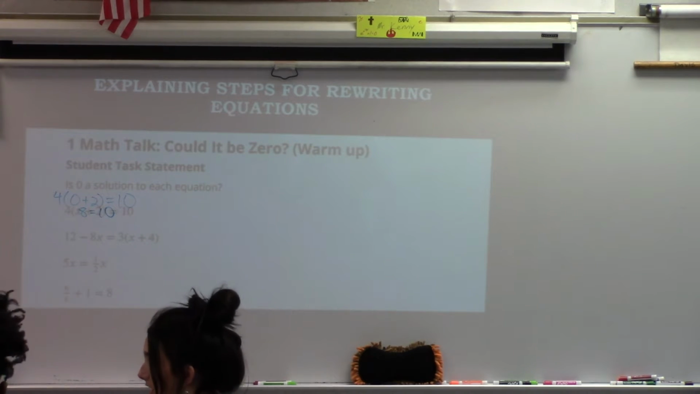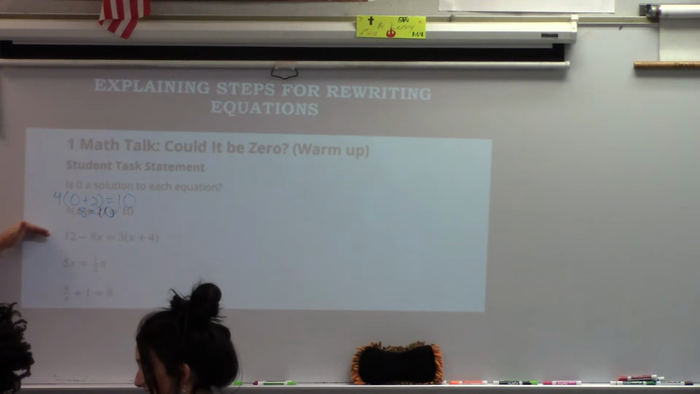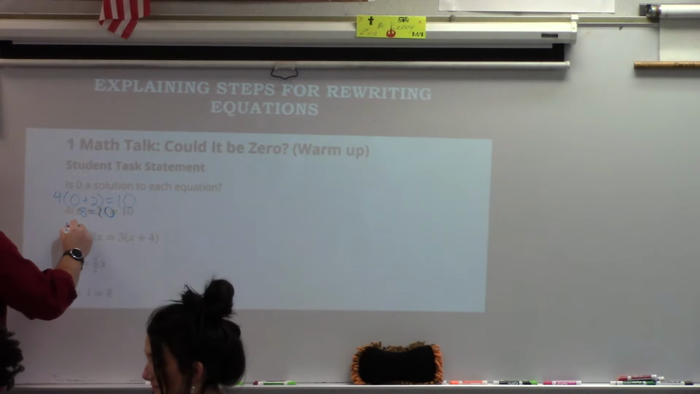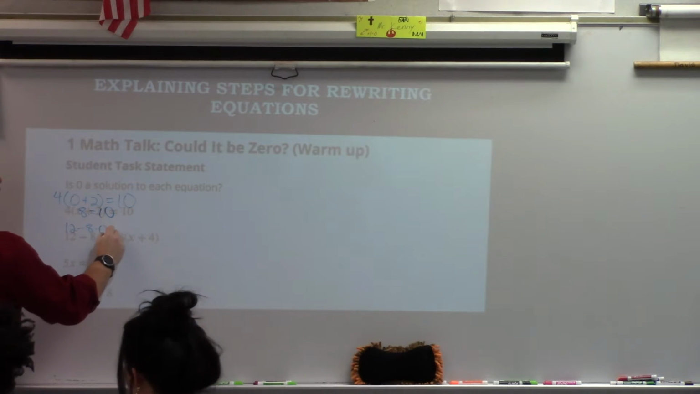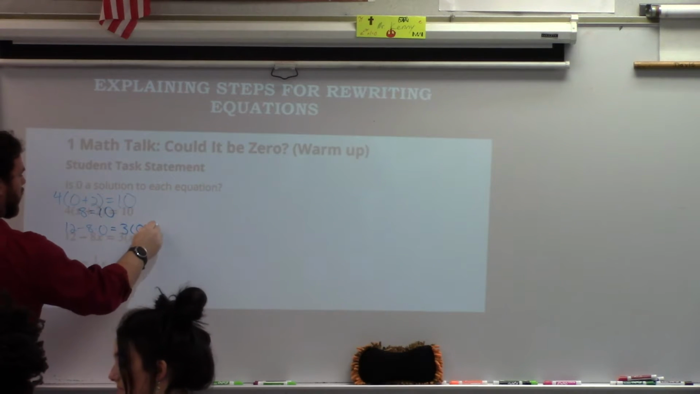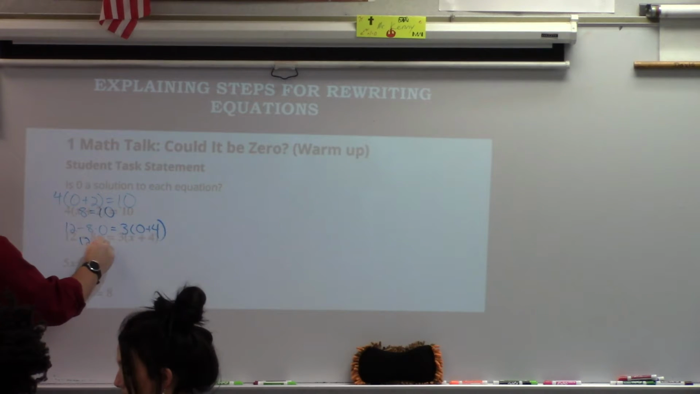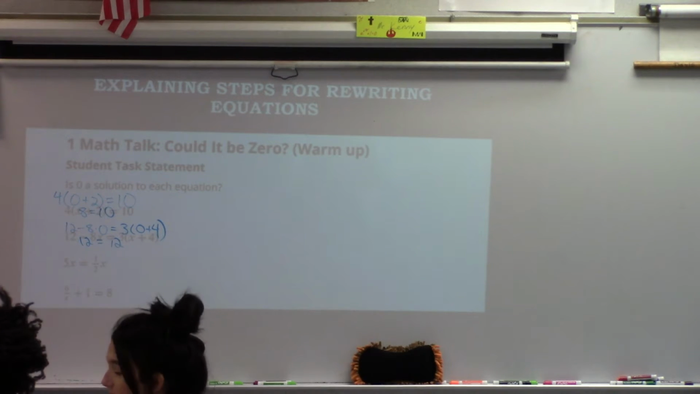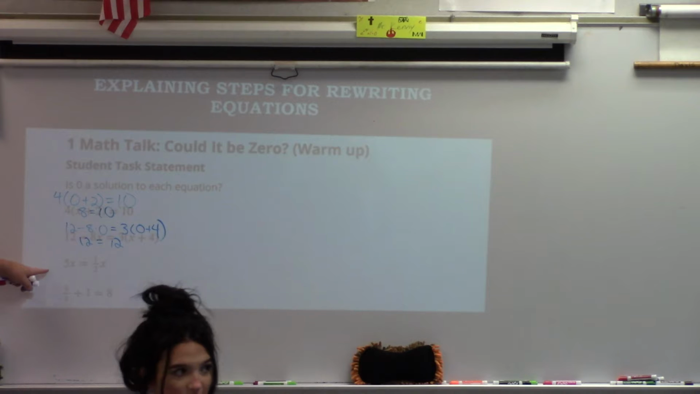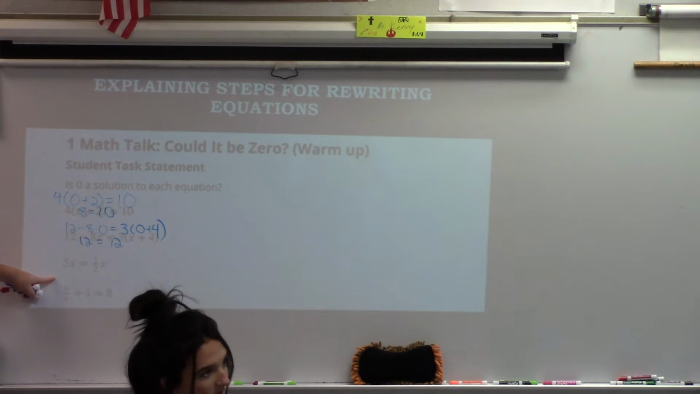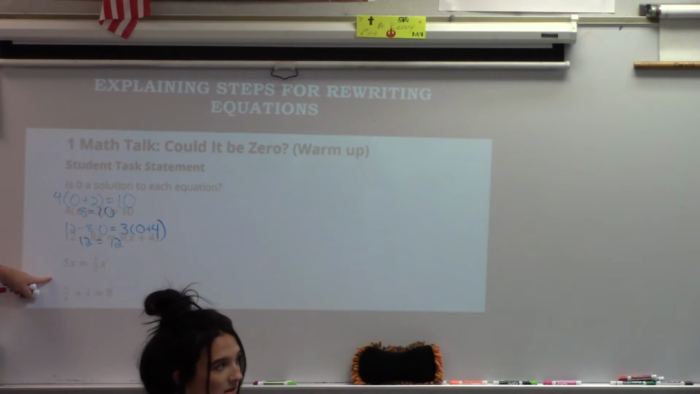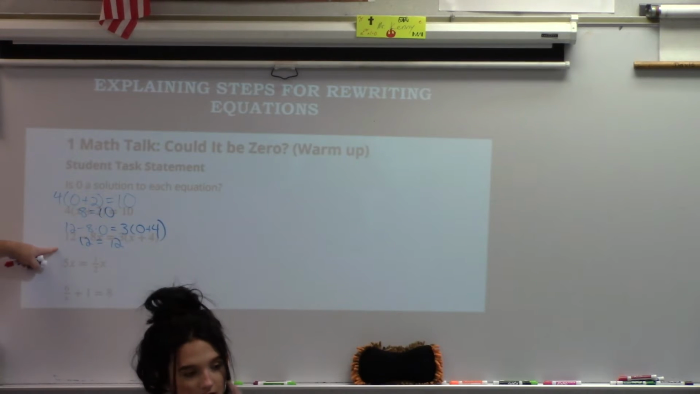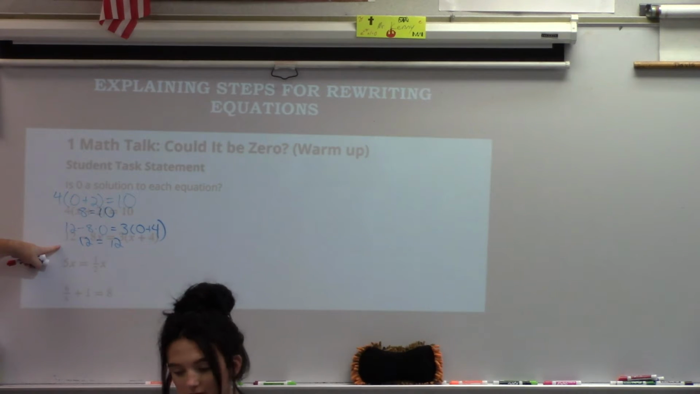Alright, so is 0 a solution for the second equation? Yes. Right? If I do 12 minus 8 times 0, 3 times 0 plus 4, well that's just 12, and 12 is equal to 12. Wait, which one is 0 not a solution? The first one.